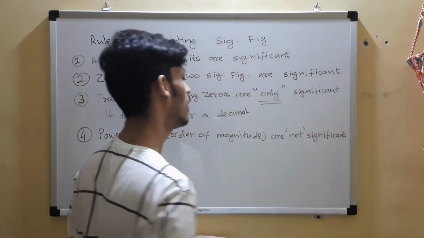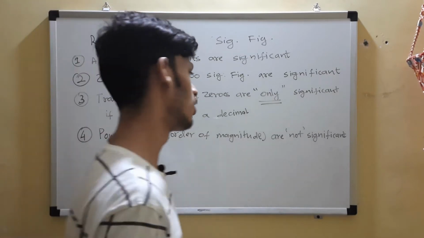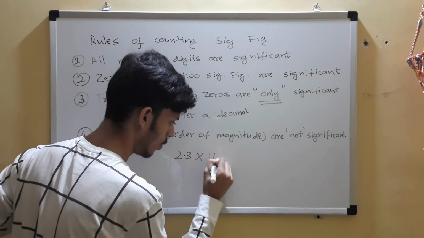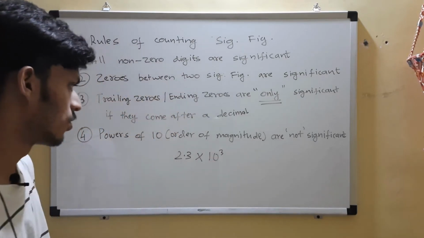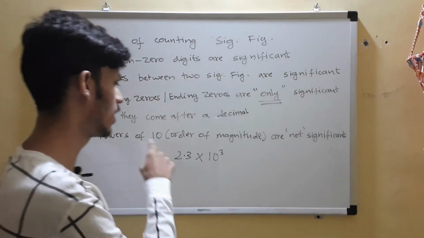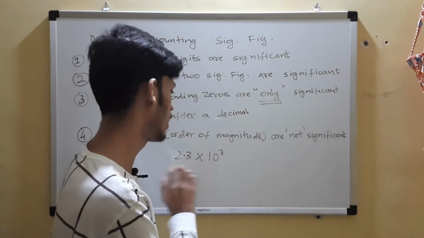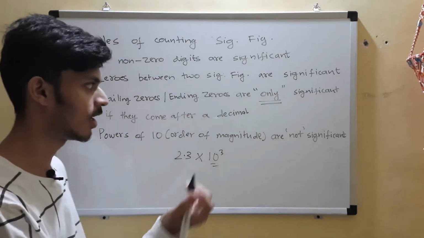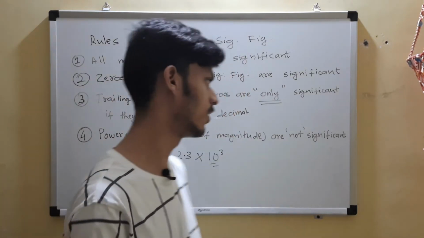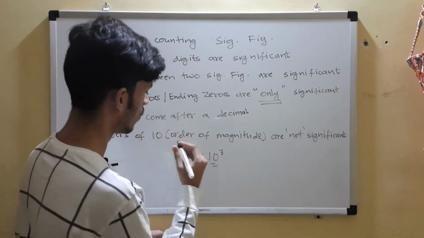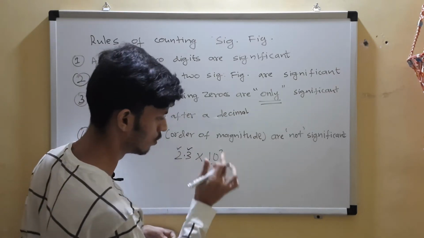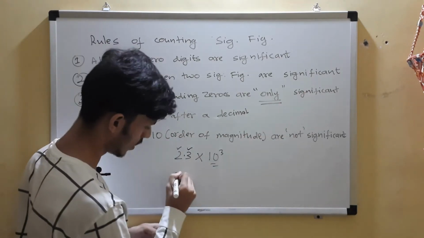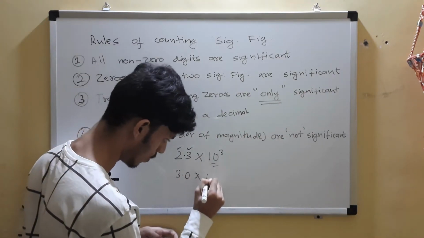Note it down. I hope you're noting it down every time I write a rule. So 2.3 into 10 power 3. By this rule, powers of 10 are not significant. So if I ask you for the number of significant figures in this number, there are 1 and 2. You need not count this. Powers of 10 are not significant. One more example I want to give you is this one.